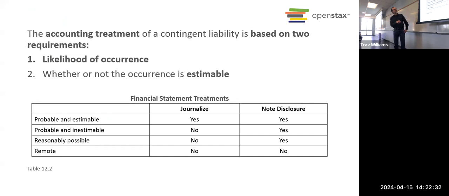Okay, this is going to be a really useful table for you because it can get a little hard to remember the 4 different scenarios here. When we're dealing with a contingent liability, we have to think about how likely is it that this will occur? And can we estimate the cost?